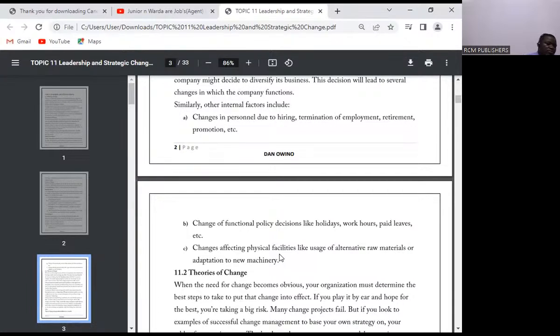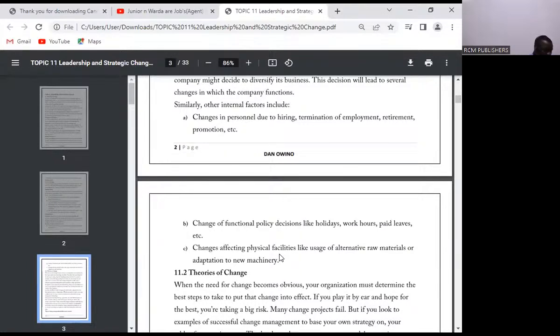So class, we have a number of internal factors, reasons that can bring up a change, like one, organization culture, or the corporate culture. That's an internal factor. Another one is organization structure. That's also an internal factor that can also contribute to introducing changes, organization structure.